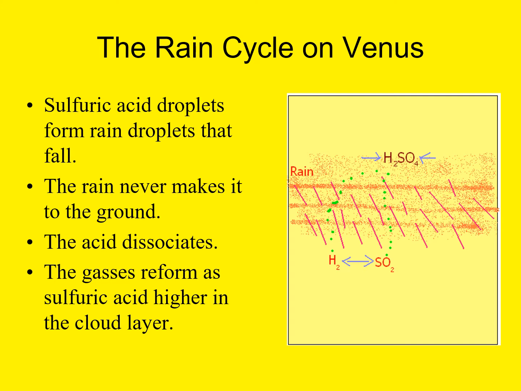It may be clouds. When the droplets get big enough, the gravity makes them fall, and you get rain. And so this is what happens on Earth. The rain falls to the surface, collects, evaporates, goes back into the atmosphere, repeats the process.